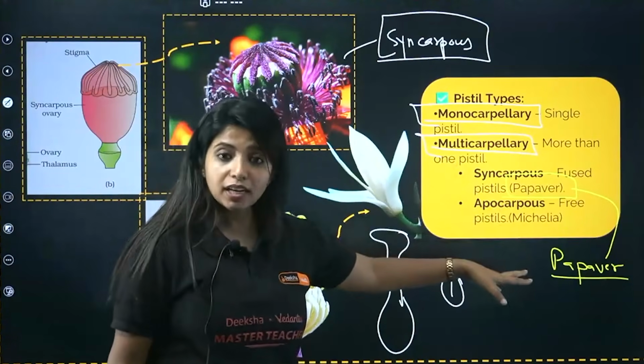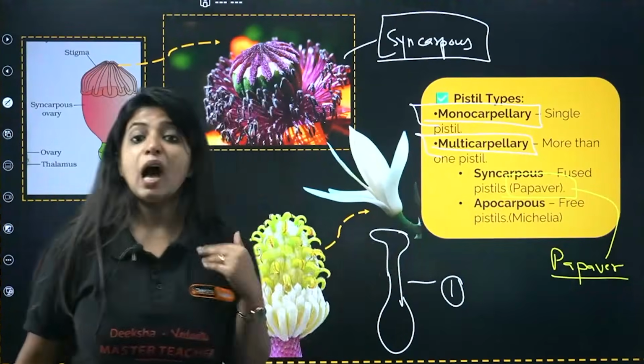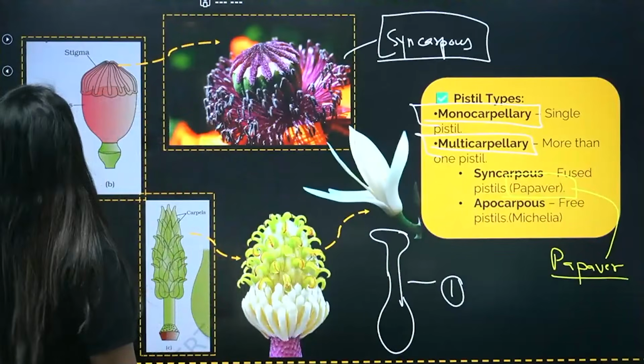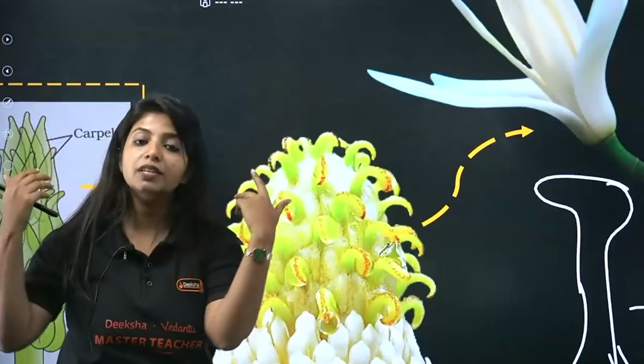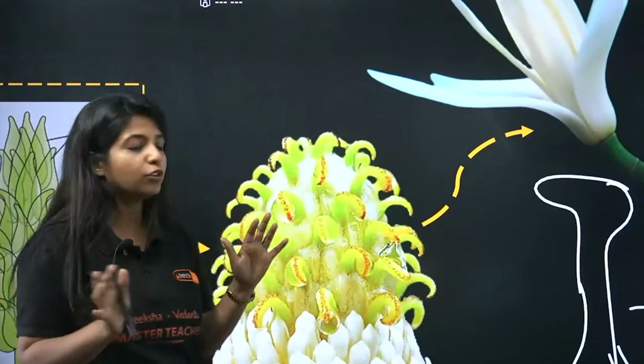Now another condition is apocarpous condition. Apocarpous condition is what? Over here there will be so many stigma and styles, and the ovaries are also going to be separate. They are not fused, they are going to be separate.